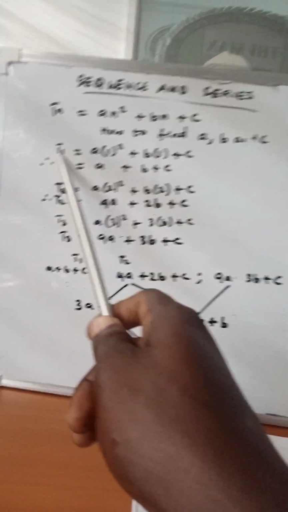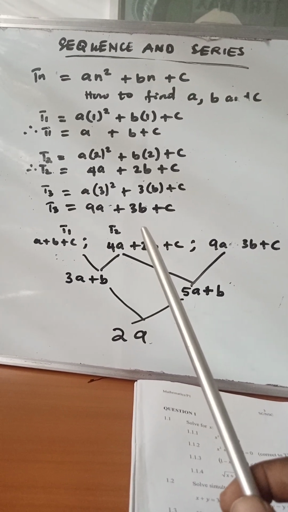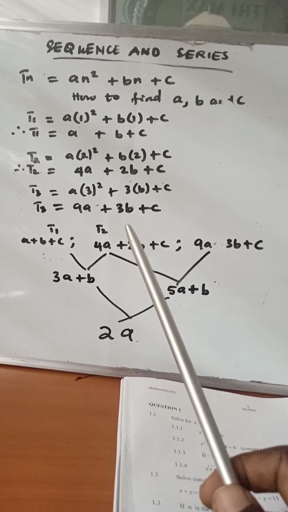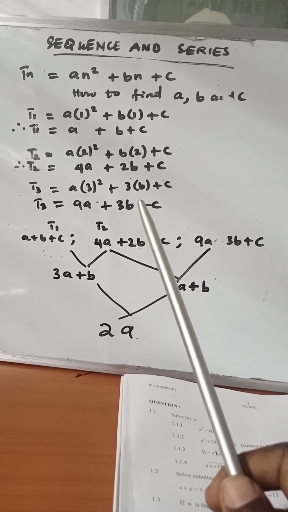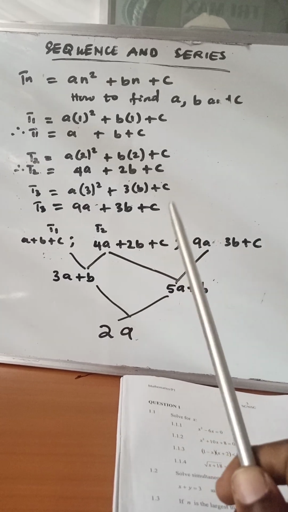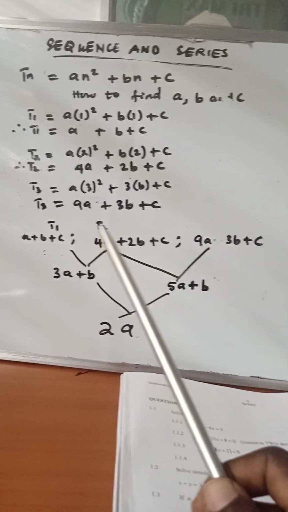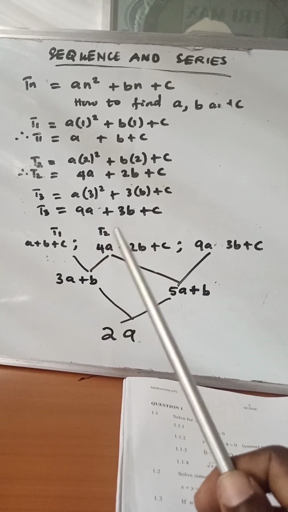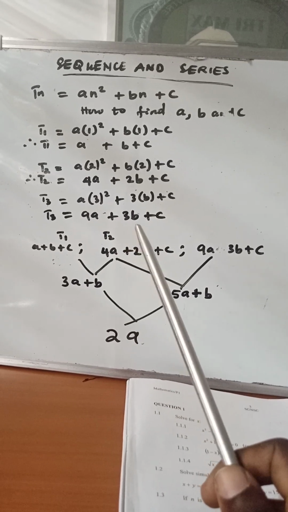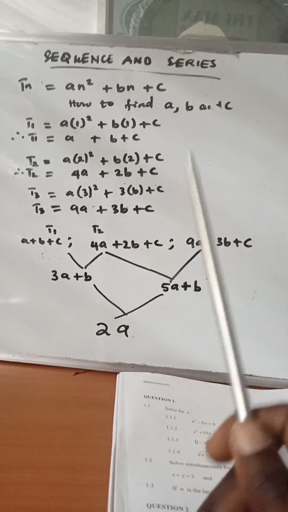We start with term 1, T1, and T1 is a into bracket 1 squared plus b into bracket 1 plus c, which gives us T1 as a plus b plus c. Then T2 is a into bracket 2 squared plus b times 2 plus c, which gives us 4a plus 2b plus c. That is term 2. For term 3, you always substitute the 3, which is the position of the term, so a into bracket 3 squared plus 3 times b plus c, which gives us 9a plus 3b plus c. That is term 3.